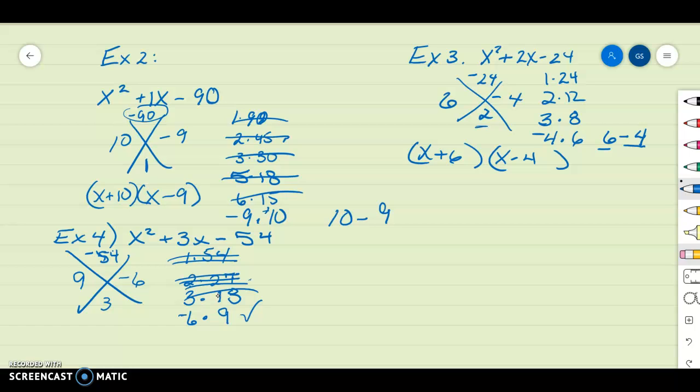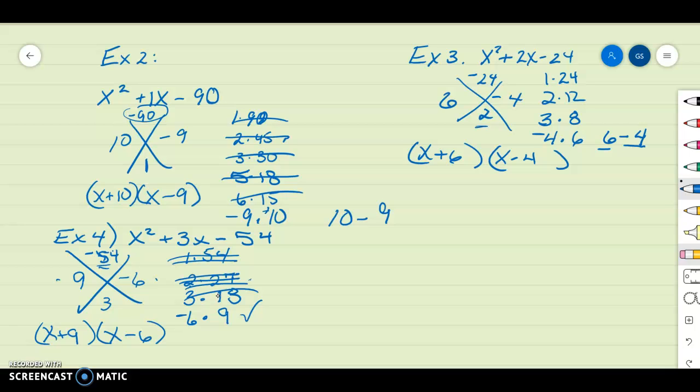So we needed to change that to a negative. So 9 and negative 6, when you multiply them, give you a negative 54. And when you subtract 9 minus 6, you get a 3. So those are the numbers you want to use. Double bubble. It's x plus 9, x minus 6.